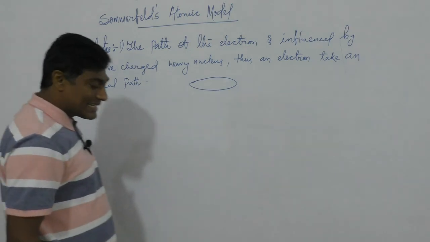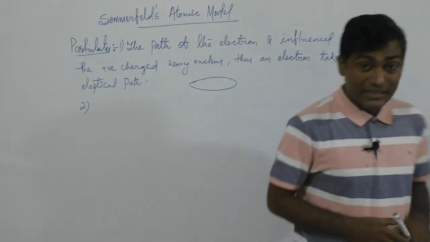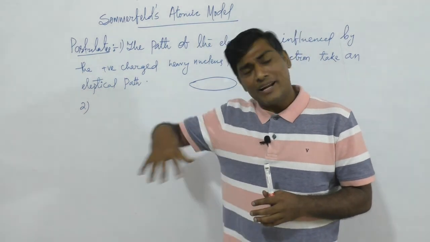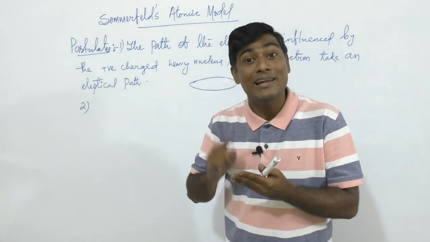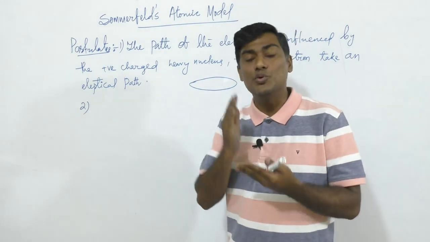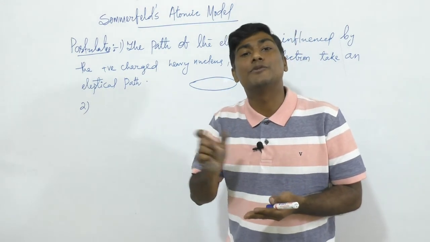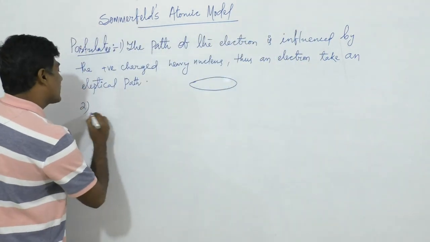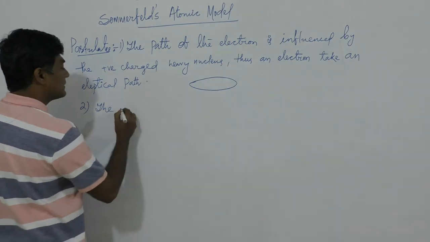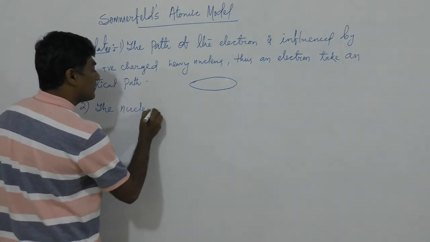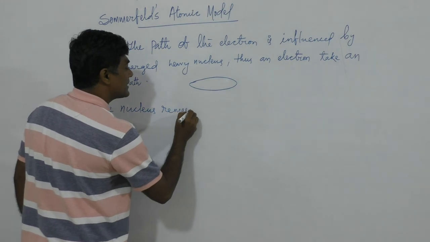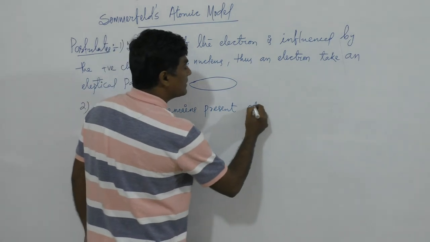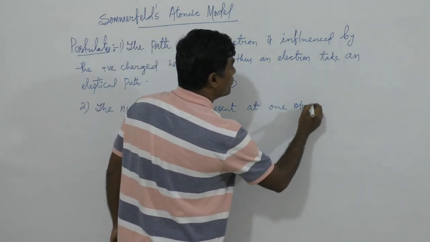Second point is, while moving around the nucleus, an electron takes an elliptical path, but where will the nucleus be present? The nucleus will be present at one of the foci of the ellipse. So the nucleus remains present at one of the foci.